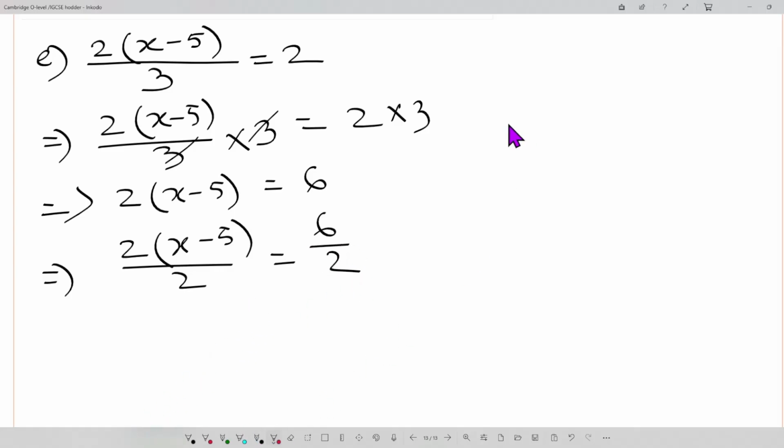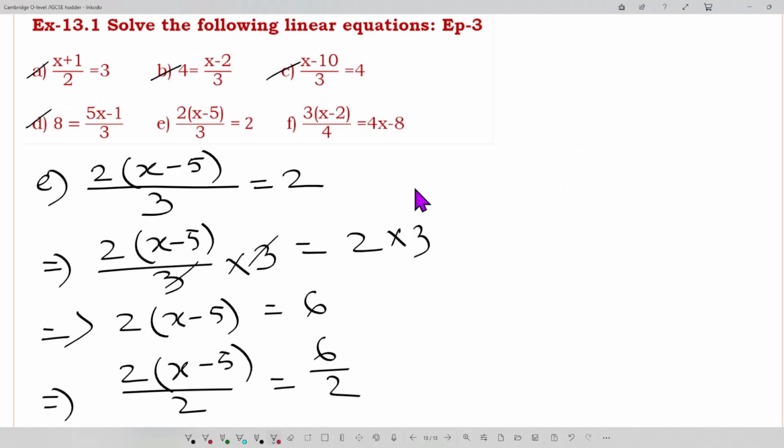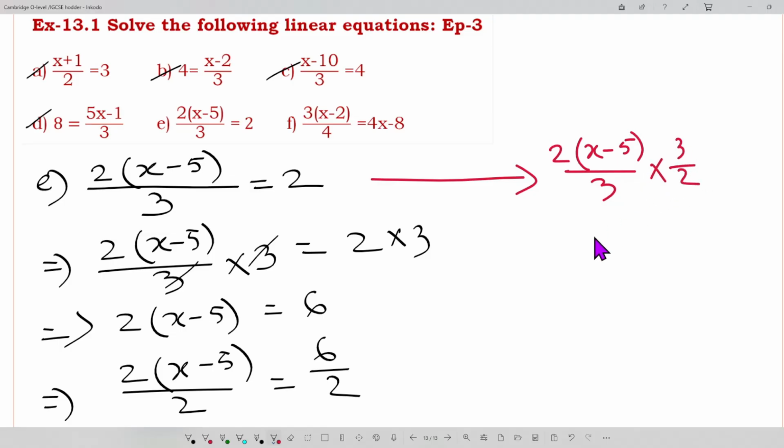So these kinds of things we can also write like this: here is a 2 times (x minus 5) by 3. It means 2 times (x minus 5) by 3. We can multiply by 3 by 2, also a similar thing. It means here is a 2 and times 3 by 2. So this 2 and 2 cancel out, this 3 and 3 cancel out. We can write here is x minus 5, this 2 and 2 cancel out, equals 3.